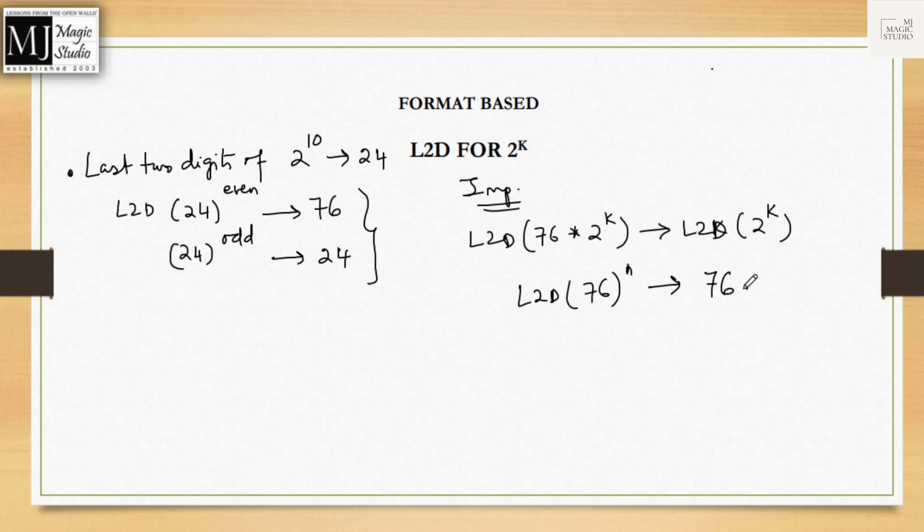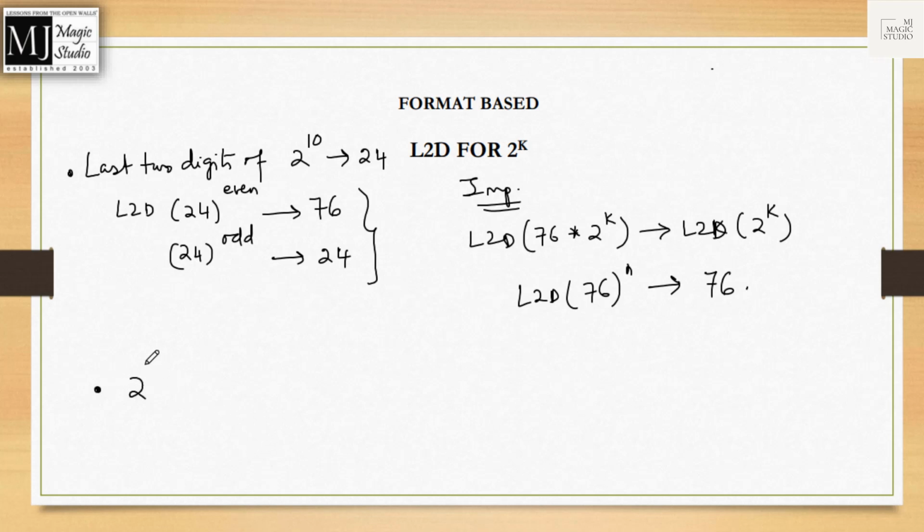Last two digits of 76 raised to any power is always 76. With this help, we can very easily find last two digits of even endings, or where we can take it to 24. We will solve few of them. Let's start with the first one.